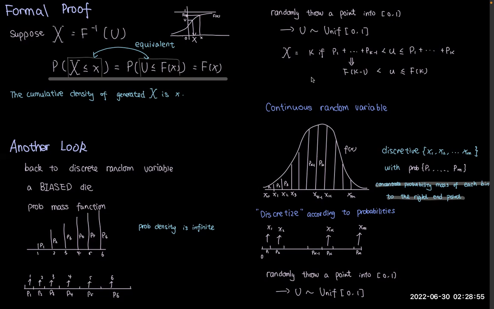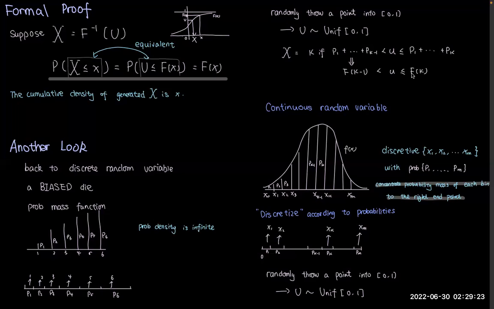So if u falls into the kth interval, it means u is bigger than p1 plus until p_{k-1}, but less than or equal to p1 plus p2 until pk. Okay, so in other words, we return k if u is bigger than F(k-1), which is how we define this big F, and less than or equal to F(k).